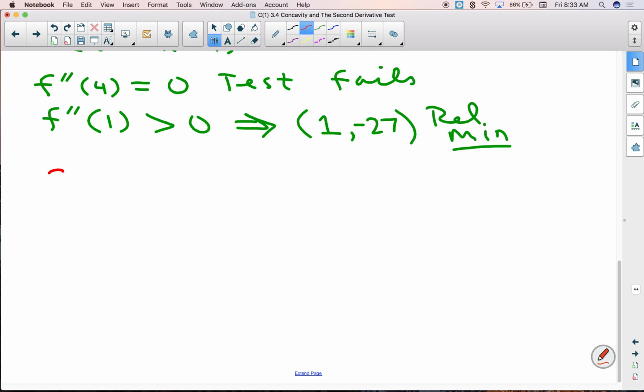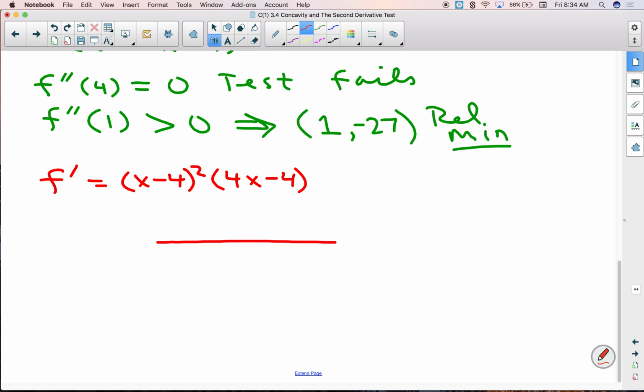All right, so first derivative: x minus 4 squared, 4x minus 4. Is that right? Well, for the first derivative test, we don't plug it directly in. We know that the critical value is going to make that 0. We have to test each side of it for the first derivative test. The 4 we could have dumped, but it's fine. So let's check left and right of 4. This is the first derivative test.